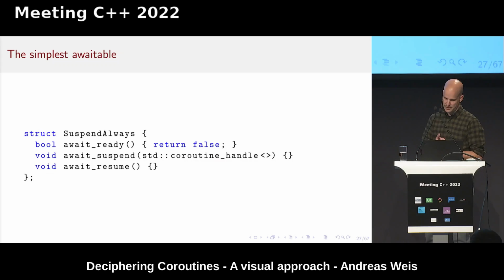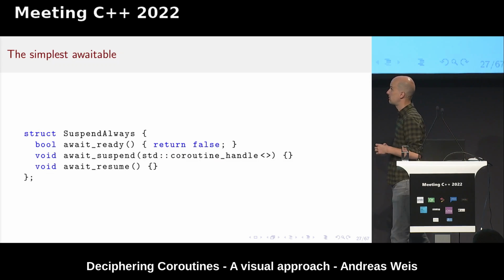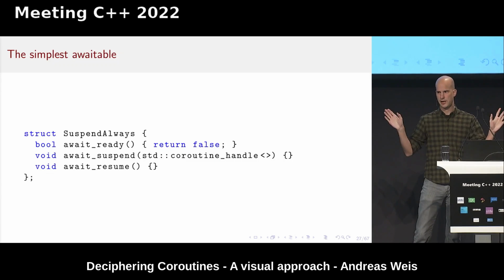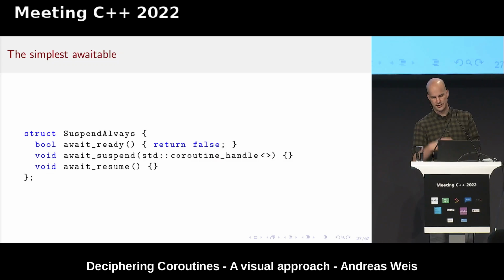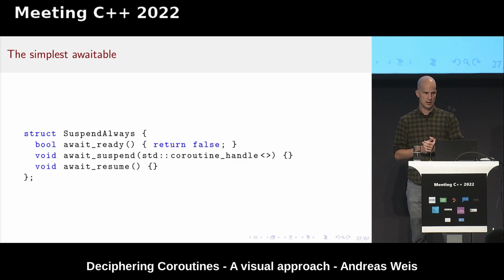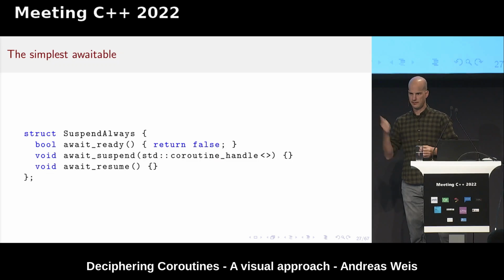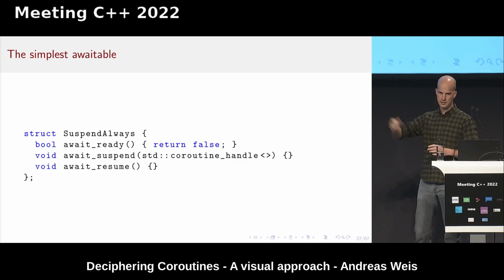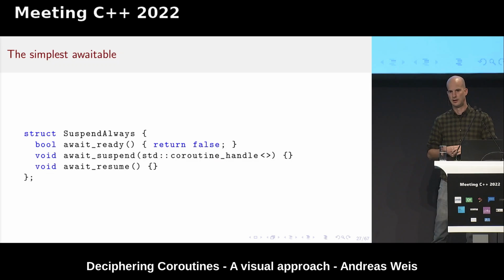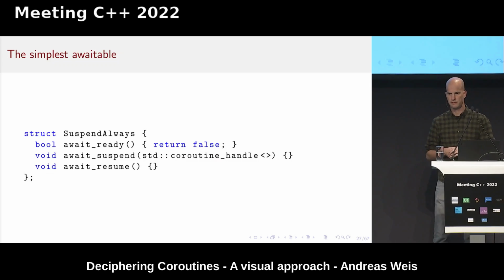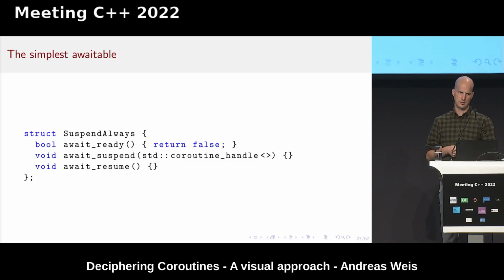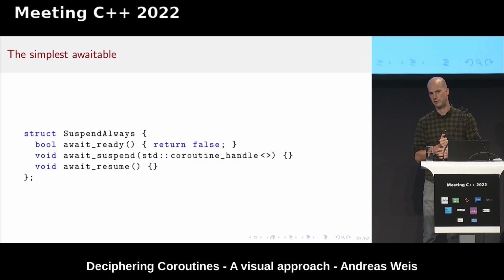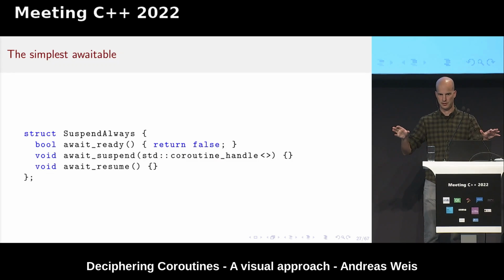And the easiest way to implement this is to just say, on the await_ready, I'm just going to return false. So I'm never ready. I always want to suspend. And I just leave the other two empty. And if I do it like this, then this is actually the suspend_always that we saw before. So std::suspend_always, that's the implementation for it. And you can probably guess what suspend_never will look like. It's exactly the same, except the return value is true there, right? We're always ready. We're never going to suspend.